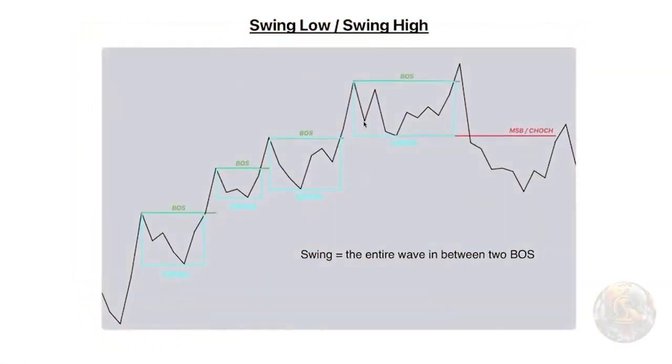So, swing lows, swing highs, very important. A key part of market structure, especially when you get to lower time frames, because you're going to have many mini breaks, essentially impulse, interim lows and interim highs breaking. But it's only when the swing, the entire wave between two breaks of structure, it's only when that breaks that you consider the trend to be shifted.